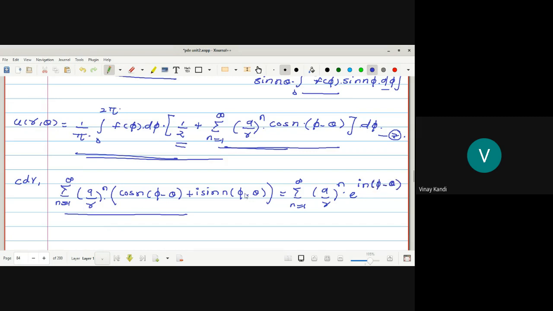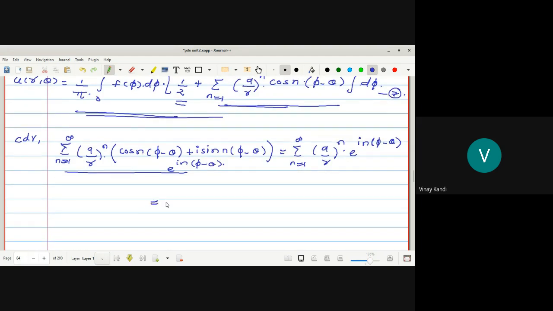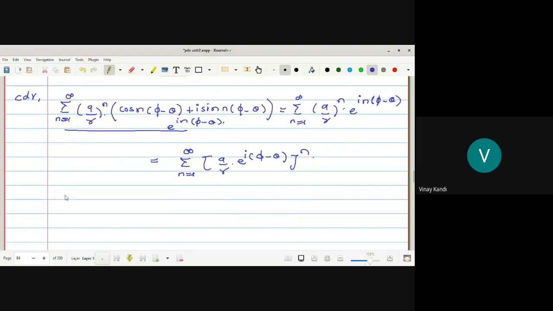Value of this one is this. काय तुमचा e raised to I n phi minus theta. Okay. So this is equal to summation n is equal to 1 to infinity, okay, a upon r into e raised to I phi minus theta bracket raised to n. Okay. So now look at this one.